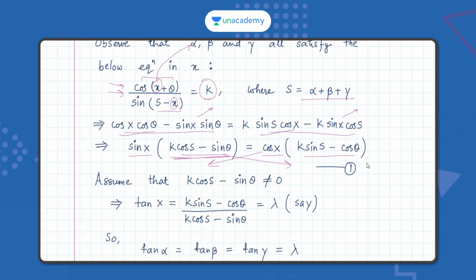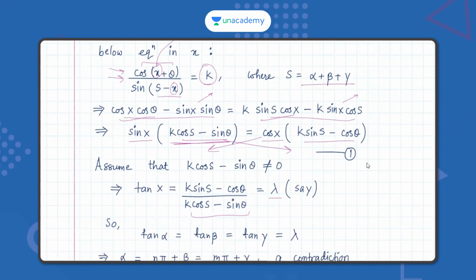Now let us call this quantity lambda. And lambda is obviously a constant because k is a constant, s is a constant, theta is a constant. Basically, x is the only variable which can take three different values, alpha, beta, and gamma. So since alpha, beta, gamma all satisfy this equation in X, we can say tan alpha would be equal to lambda, tan beta would also be equal to lambda, and tan gamma also equal to lambda. So clearly they all are equal.